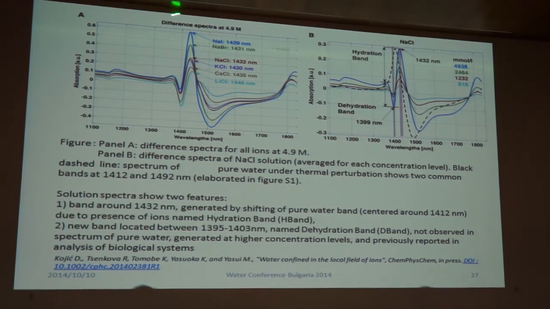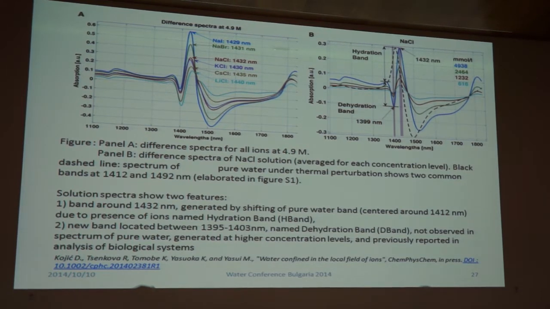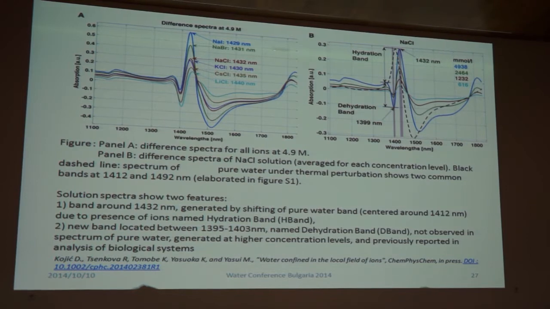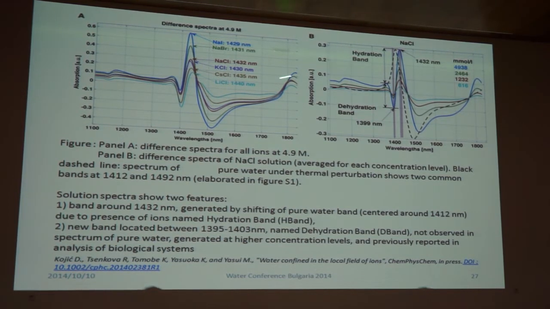And on the other side, we have rays of these bands which have a very strong shift. This is the water dimer, but this is up to the water dimer. It starts from 1412, which is the free water molecules, cold free water molecules. We still don't know what it is. And it goes to the water dimer. So we call this the hydration band, and we call this the dehydration band. And this is the spectral pattern which is typical for ion hydration.